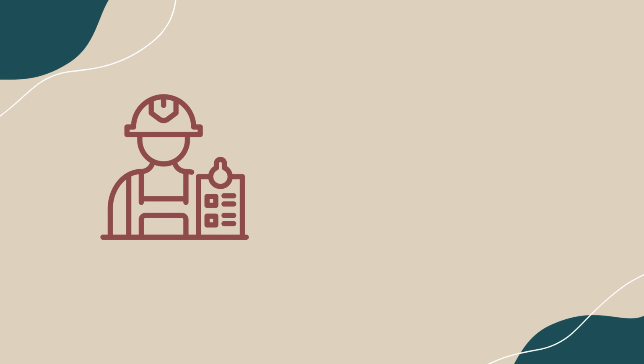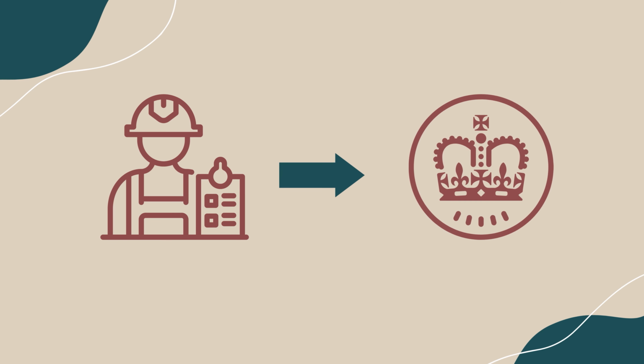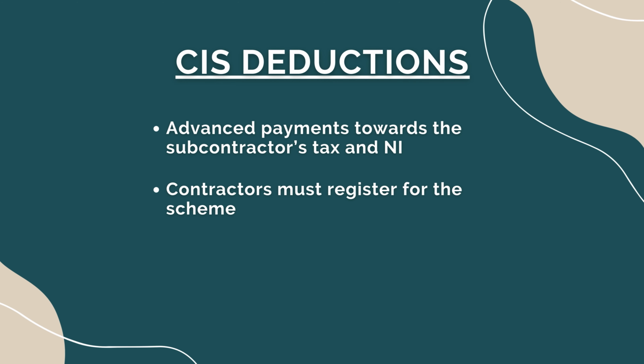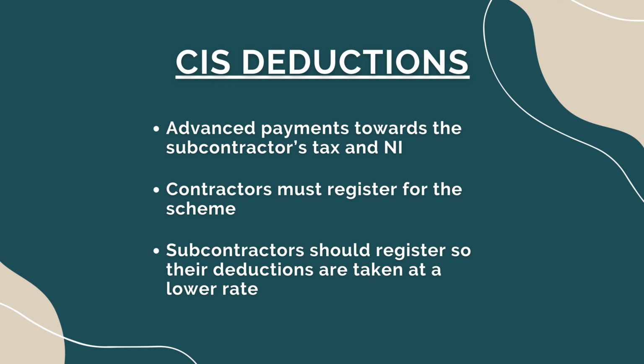Explanation of CIS. Under the construction industry scheme, CIS, contractors play a critical role by deducting money from the subcontractors' payments and forwarding it to HMRC. These deductions are essentially advance payments towards the subcontractors' tax and national insurance. Contractors must register for the scheme, and while subcontractors are not obligated to register, it's important to note that deductions are taken at a higher rate if they're not registered.